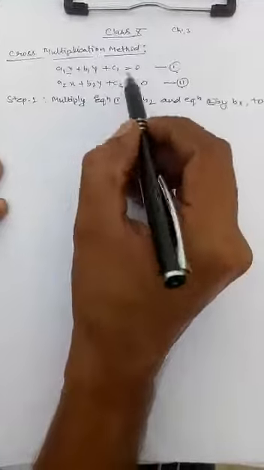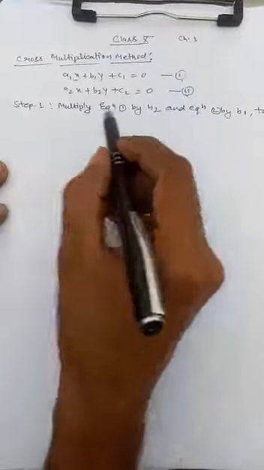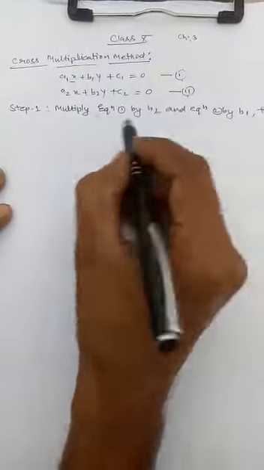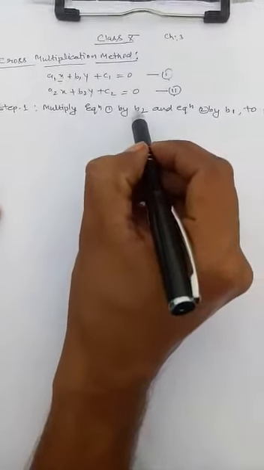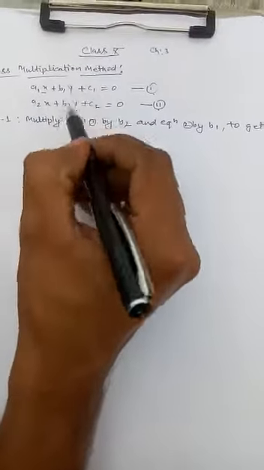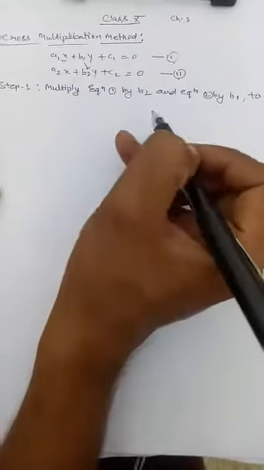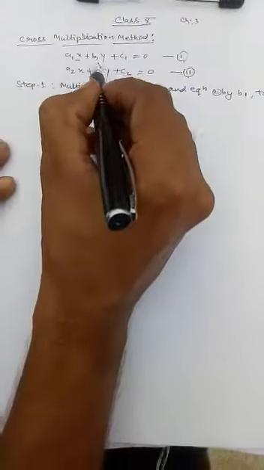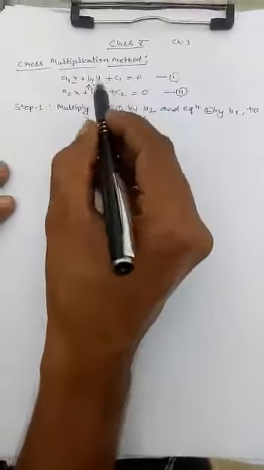Now we are going to prove how we can find the value of x and y with the formula, with the help of the substitution method or the elimination method. So we will multiply equation 1 by b2 and equation 2 by b1. We want to eliminate the y variable, so we multiply equation 1 by b2 and equation 2 by b1, multiplying the coefficient of the y terms.